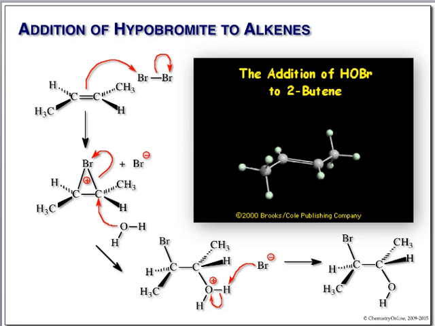Step 1. This is going to form a bromonium ion. Step 2, in the presence of water, water is going to attack. This ring is going to open. Our protonated alcohol is going to quickly lose a proton to give the halohydrin. Let's watch our movie.